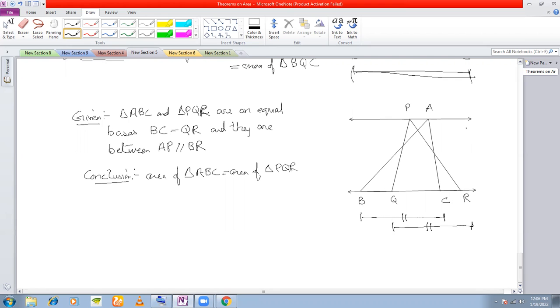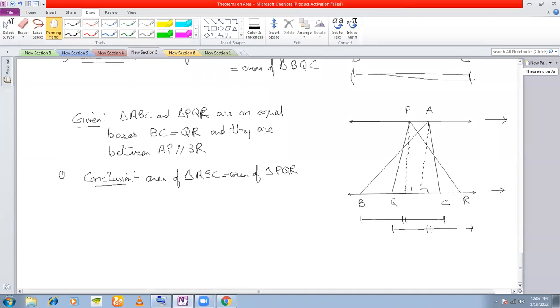Because they are between the same parallel lines also. This parallel line and this parallel. As I told you, between the same parallel lines means what? That these two triangles have equal height. This height is the height of triangle ABC, and this is the height of triangle PQR, right? So between the same parallel lines means the triangles have the same height. So if the triangles are on equal bases and they have the same height, then we can say that the areas must be equal, right?